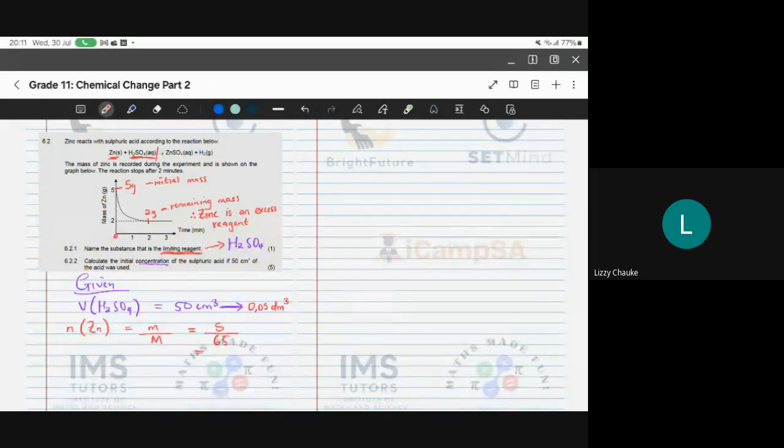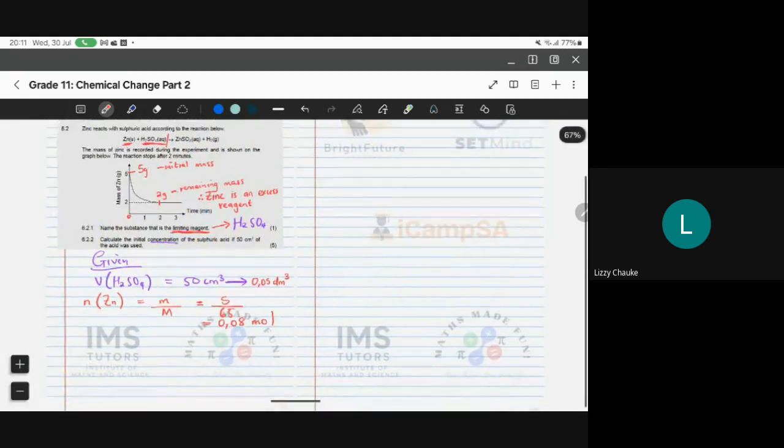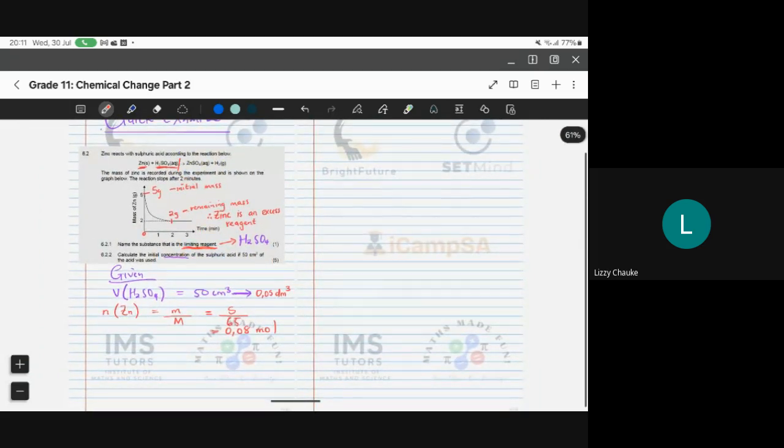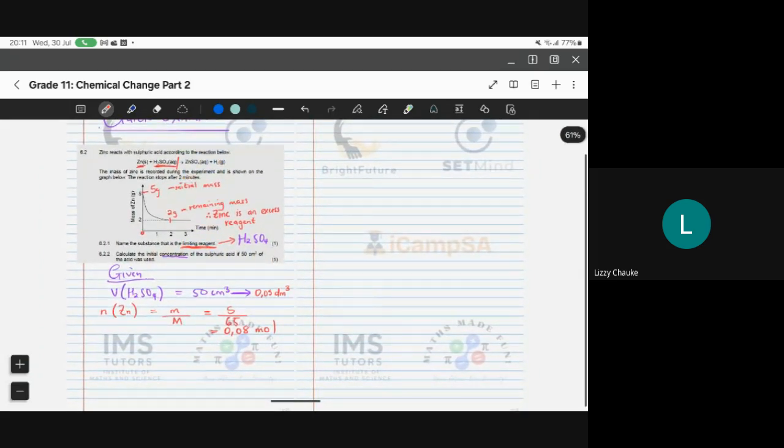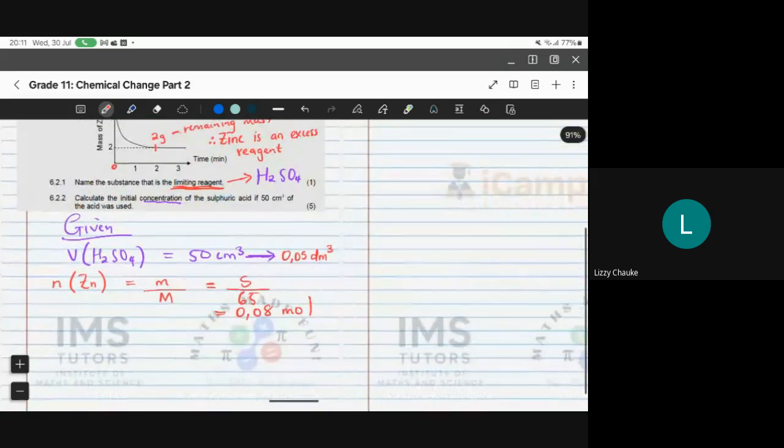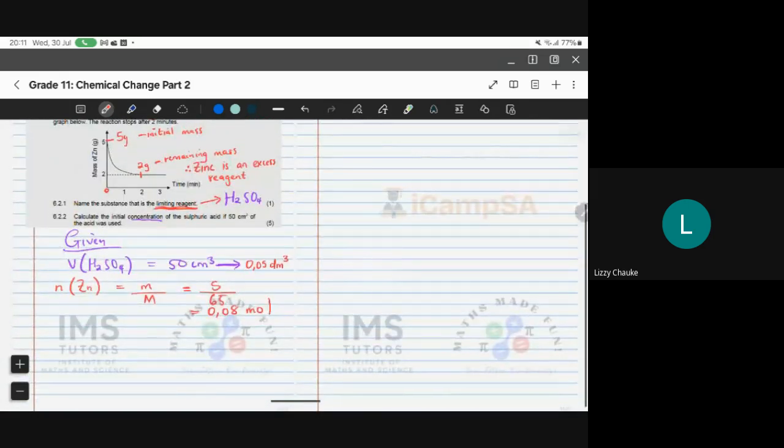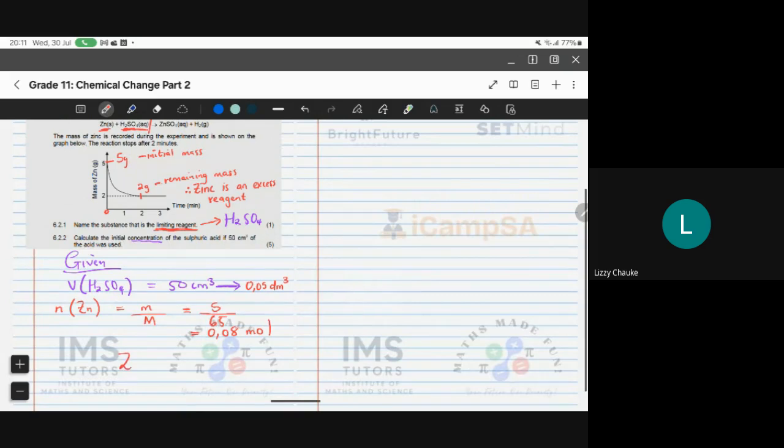Okay. Let's do that. That is 0.08 moles. Good. 0.08 moles. Now we want to know how much zinc reacted with H2SO4.